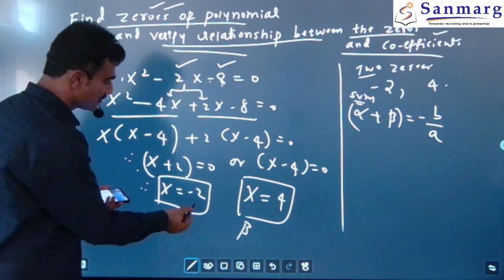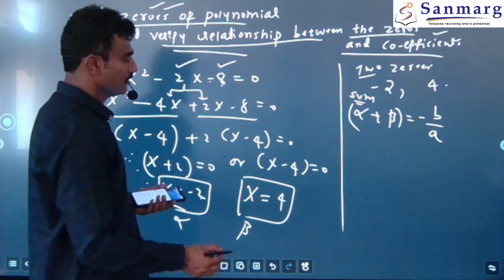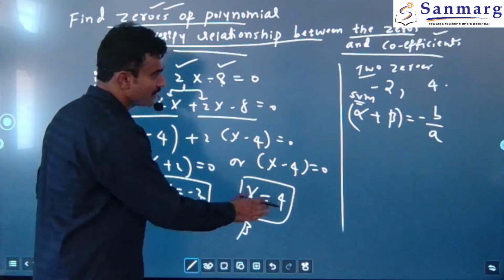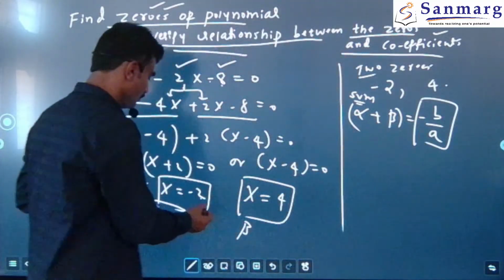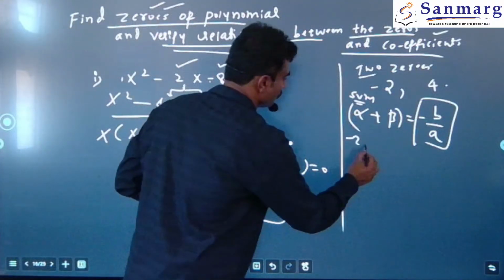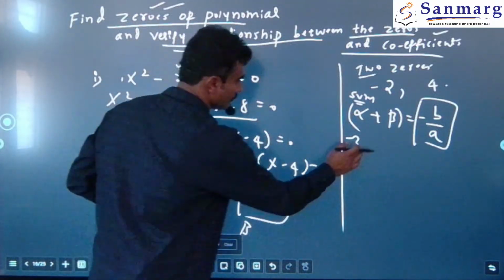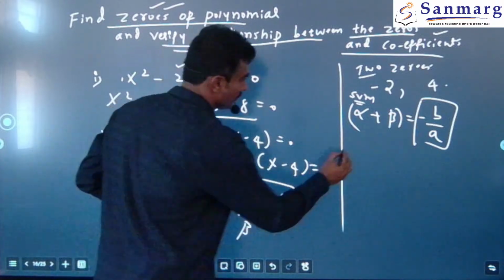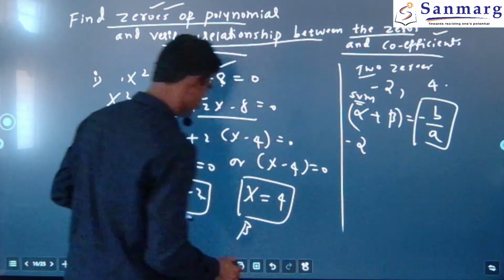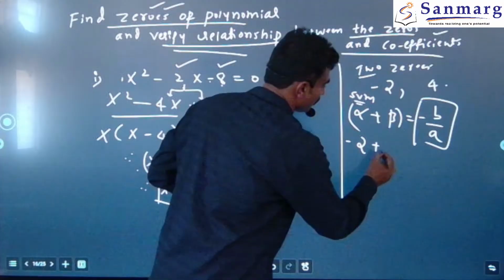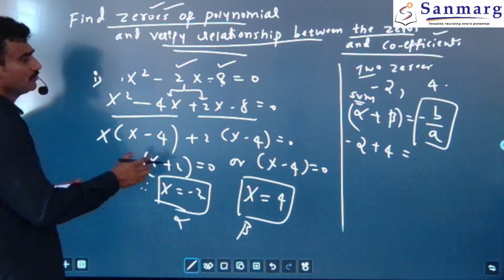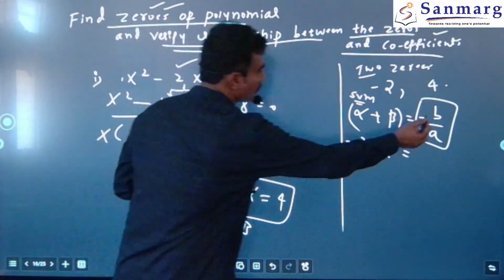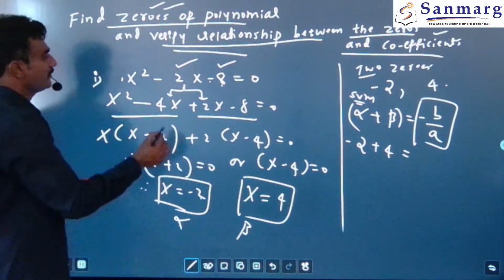So what are the roots? Minus 2 and 4. If we add minus 2 and 4, that should be equal to minus b by a. Alpha is minus 2 and beta is plus 4. This should be equal to minus b by a. b and a are coefficients.